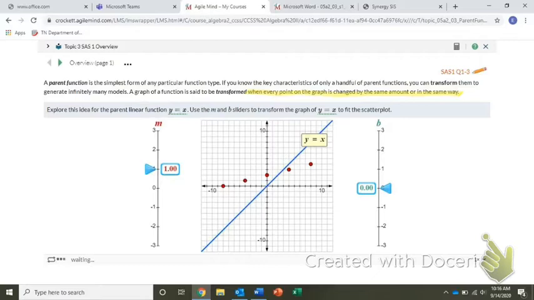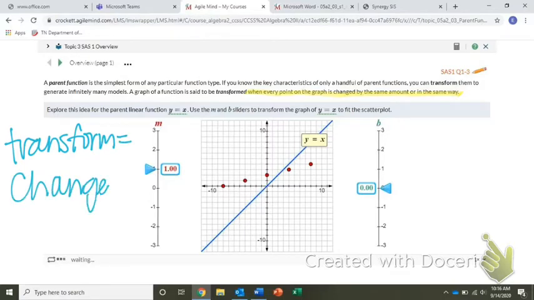Also, just a little side thing, transform simply just means to be changed. Okay? I'll give you a few seconds to write that definition on number 1.